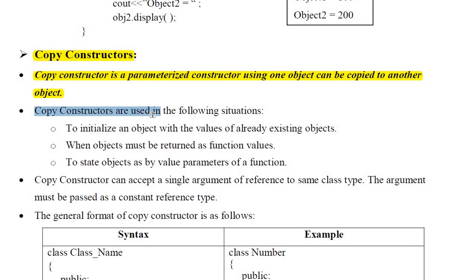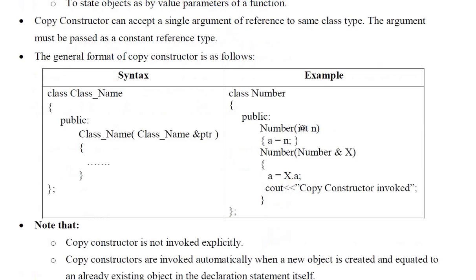So copy constructors are used in the following situation: to initialize an object with the values of an already existing object. Means a copy constructor is used to just copy the values of one object to another object. Okay, so here is how to create a copy constructor.